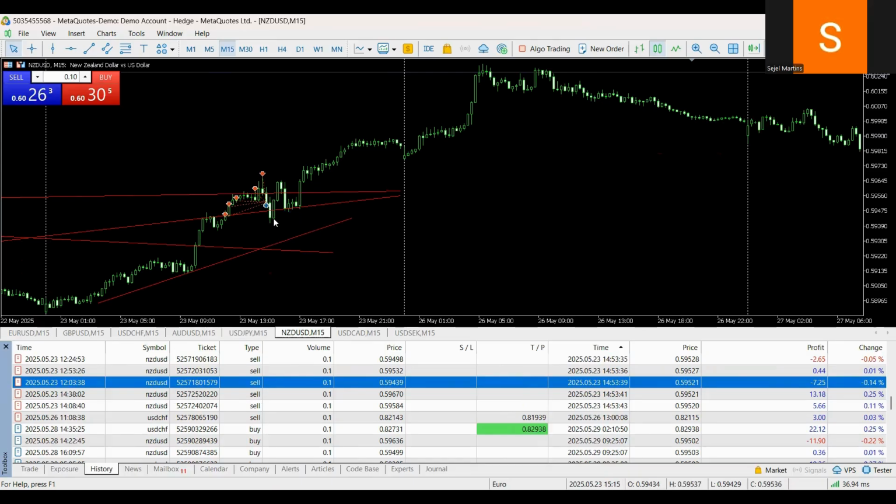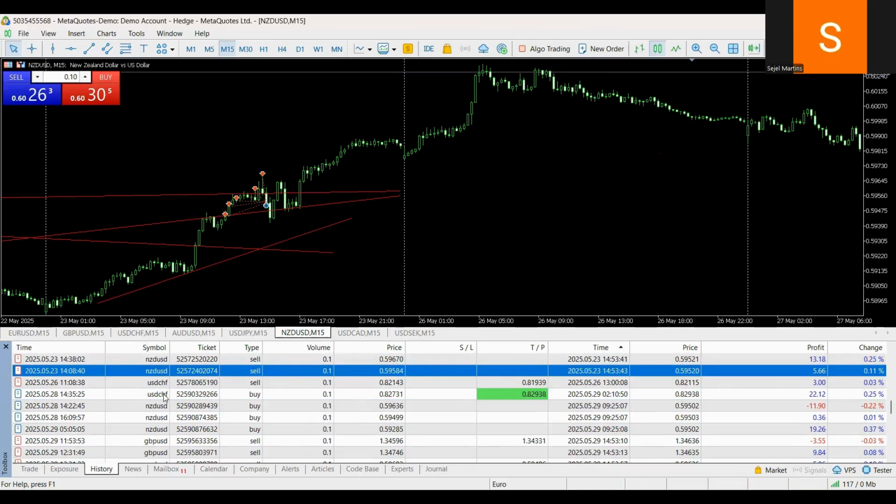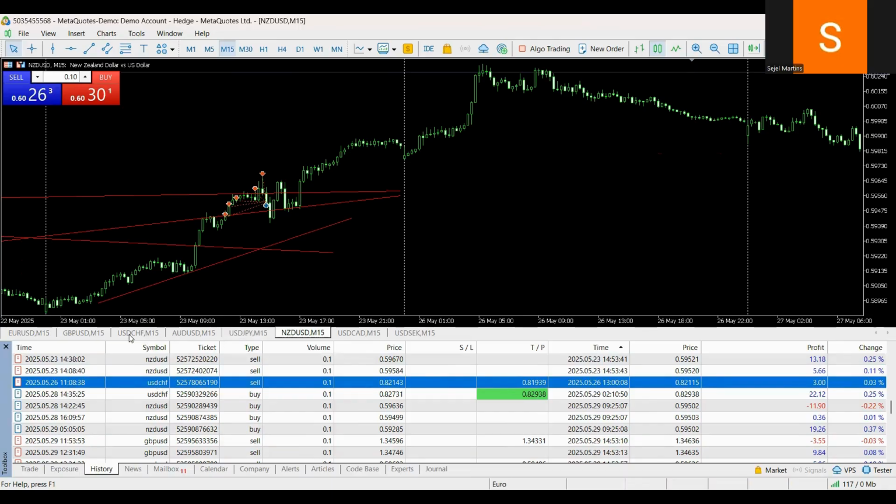Basically, if I didn't close it over here, we could have gone into more profit, but still getting out of a trade is quite important, which I didn't do for the last trade. So I think NZD USD is done. Then let's go for the USD CHF.